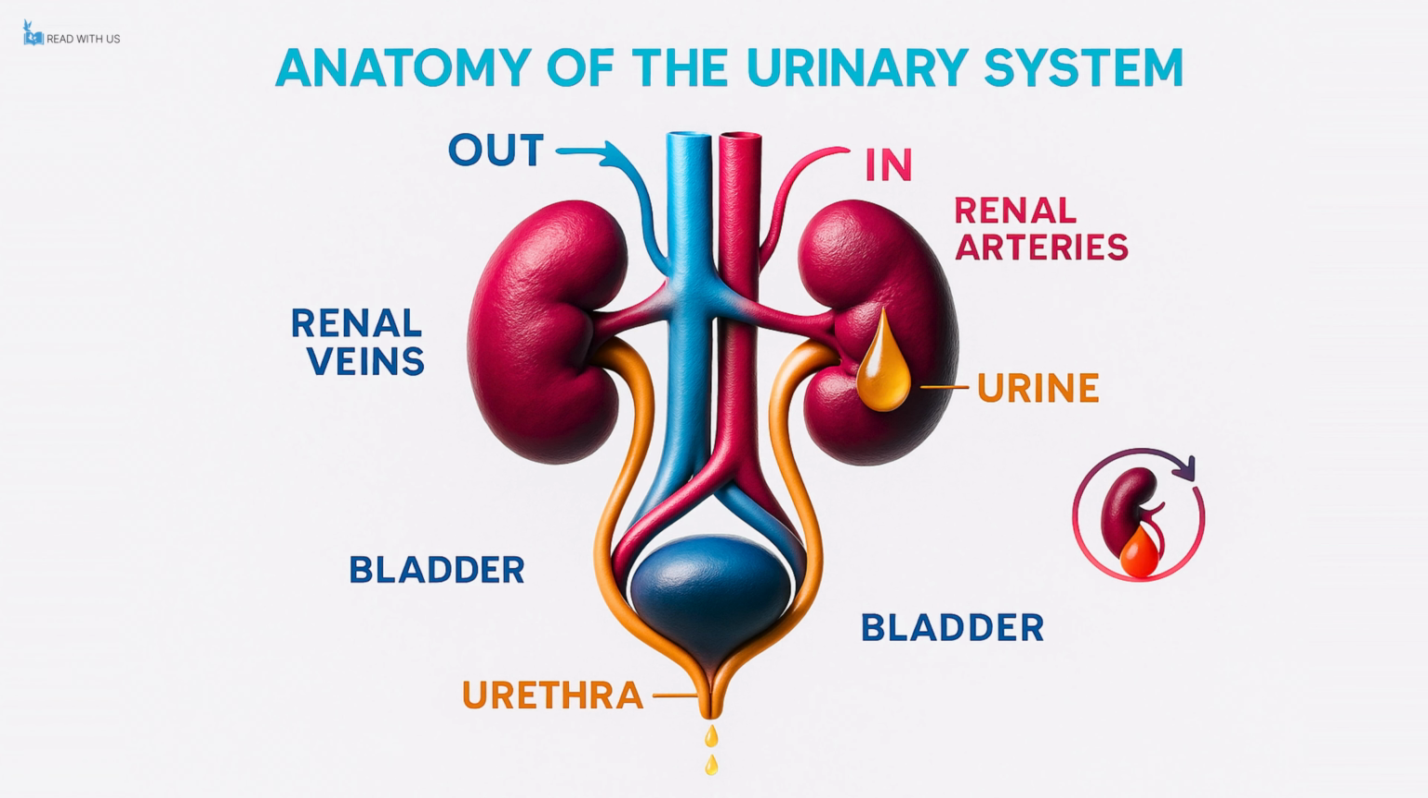To achieve all of these crucial functions, blood continuously circulates through the kidneys, entering via the renal arteries and exiting through the renal veins. As the blood flows through these organs, the kidneys extract waste materials from it and form a liquid waste product called urine. This urine then travels downward through narrow muscular tubes called the ureters and is temporarily stored in the bladder until it is released from the body through the urethra during urination.